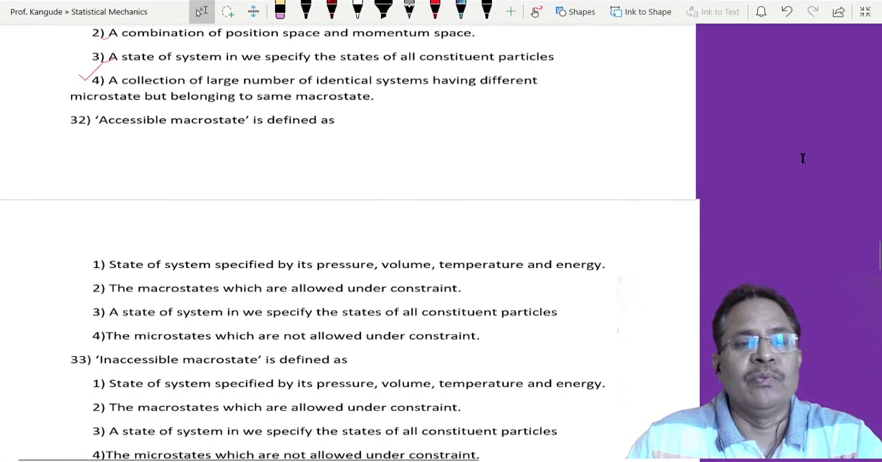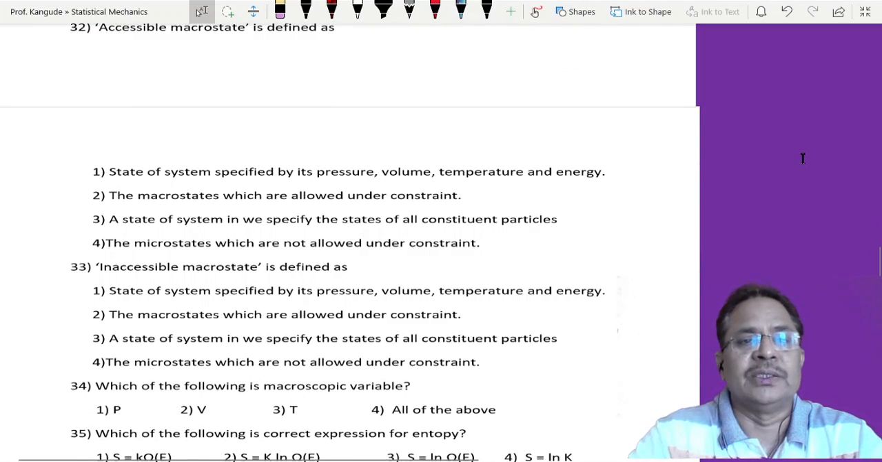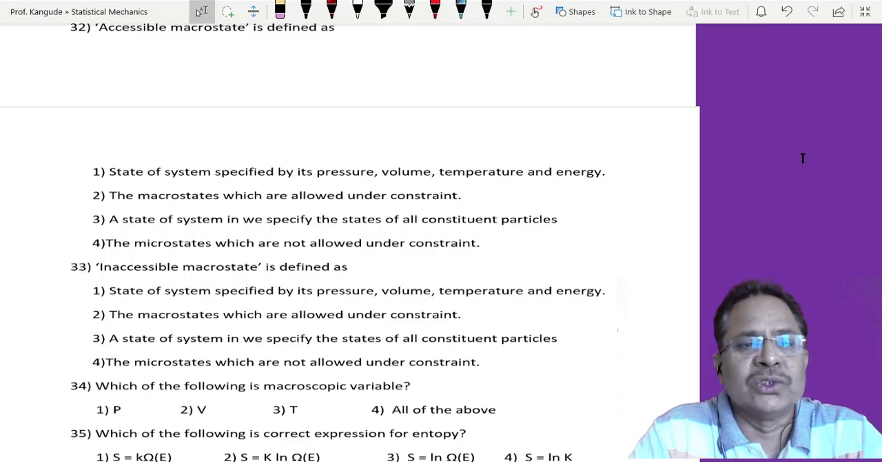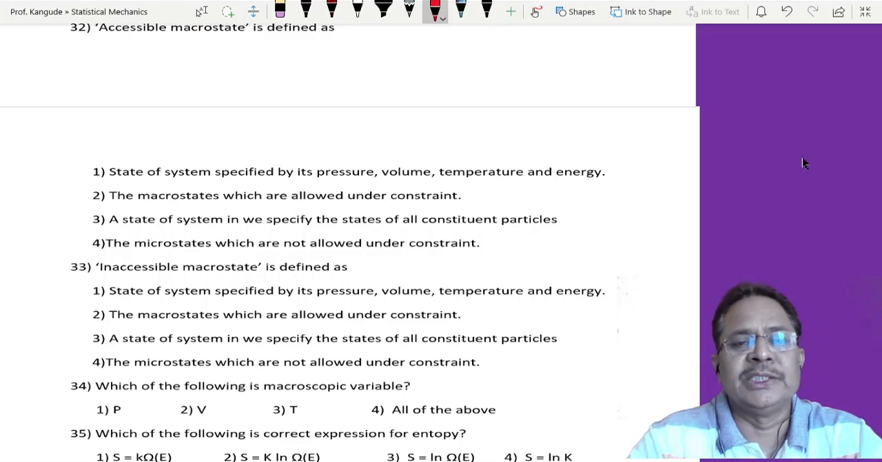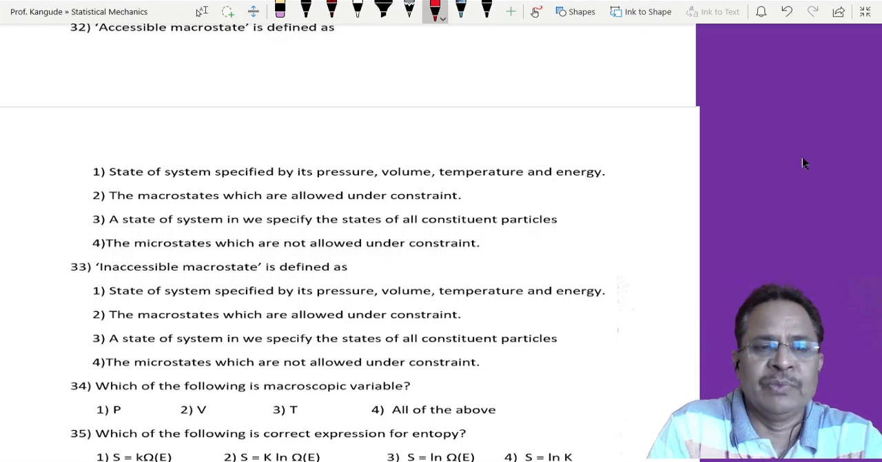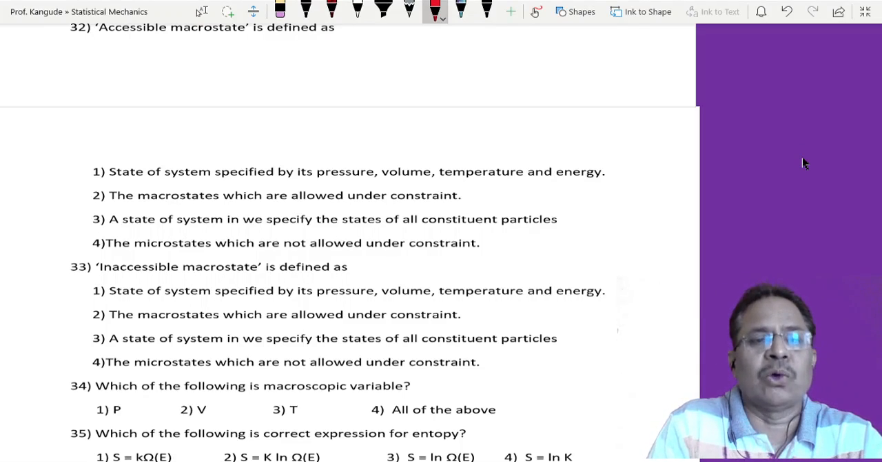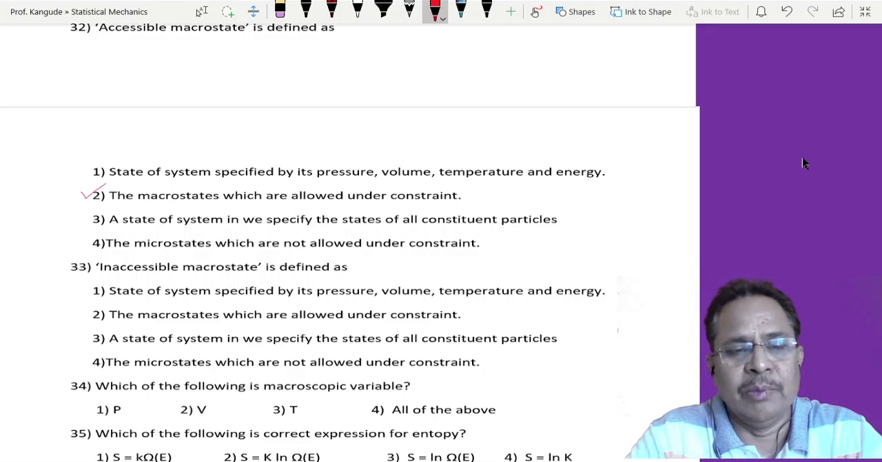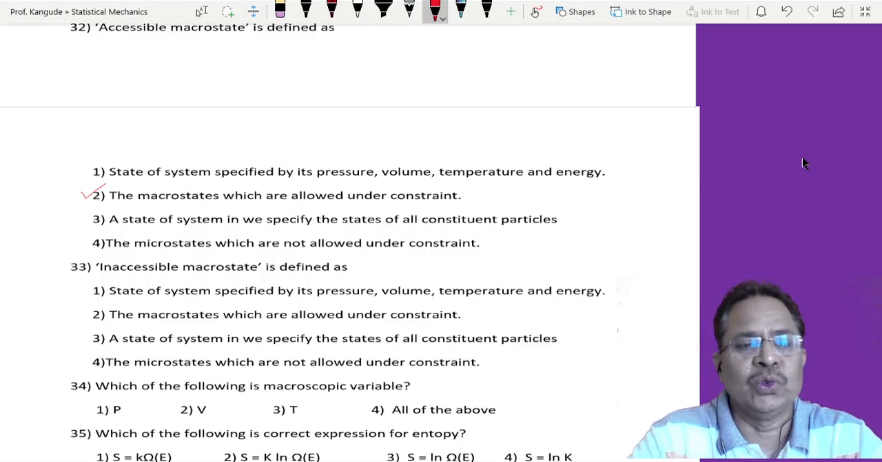Then question number 32: accessible macrostate is defined as. Accessible means those states can be occupied by the particles. The state of the system specified by its pressure, volume, temperature and energy is what we have called the macrostate. The macrostates which are allowed under constraints: certain constraints are there, and under those constraints certain energy levels or states are available. Such states are called accessible macrostates. So option 2 is correct.